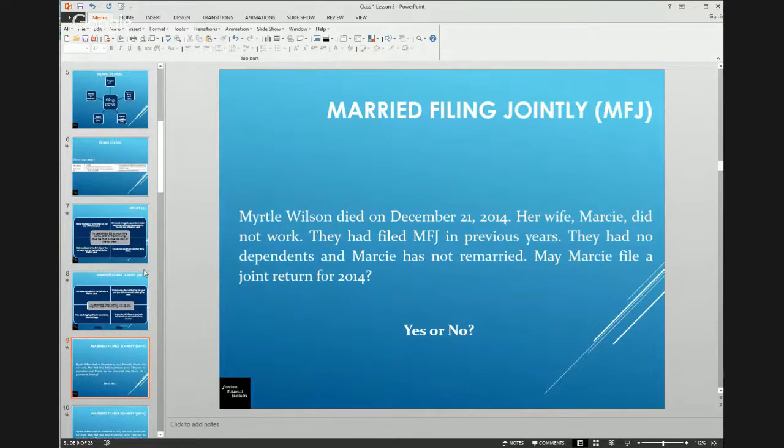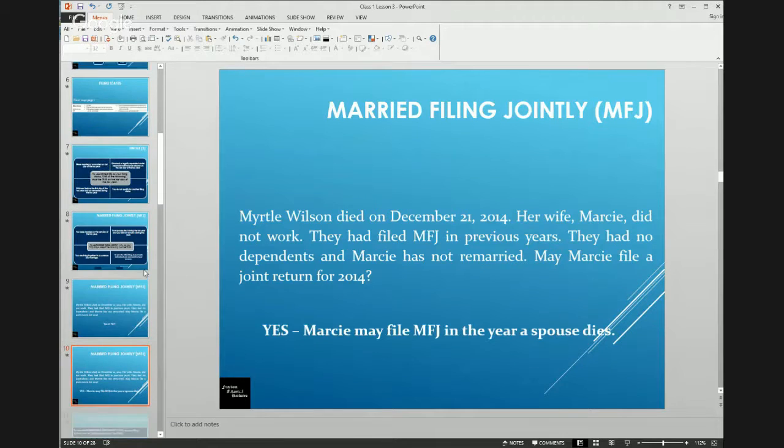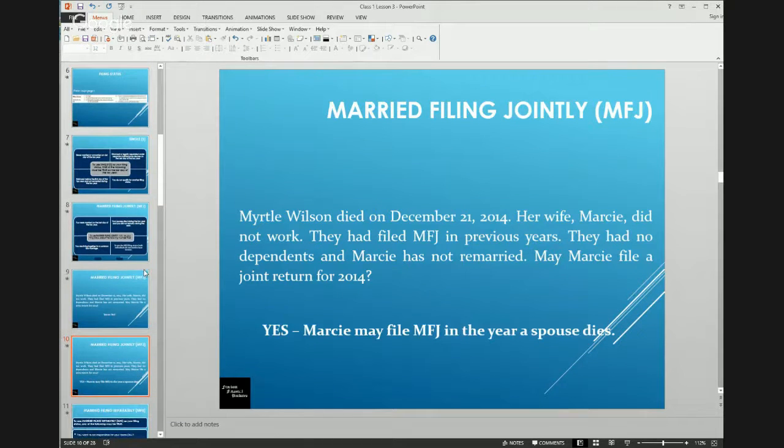Myrtle Wilson died on December 21st, 2014. Her wife, Marcy, did not work. They had filed married filing jointly in previous years. They had no dependents, and Marcy has not remarried. May Marcy file a joint return for 2014? Yes or no? Yes, Marcy may file a married filing joint return in the year that Myrtle died.